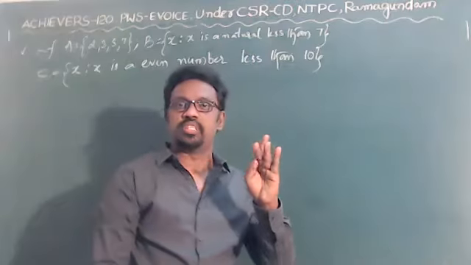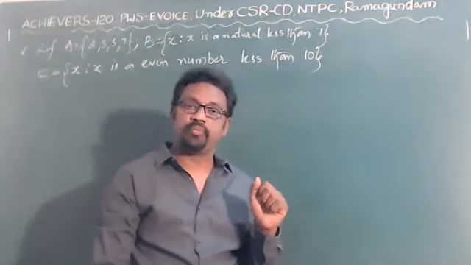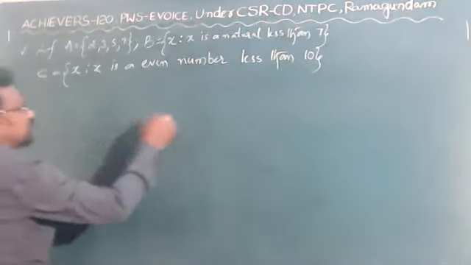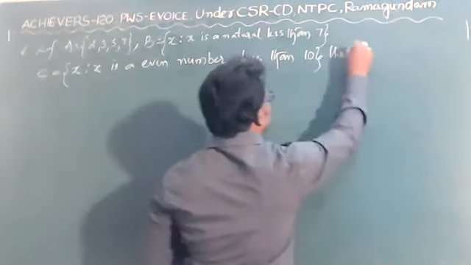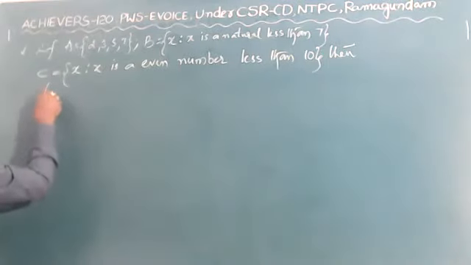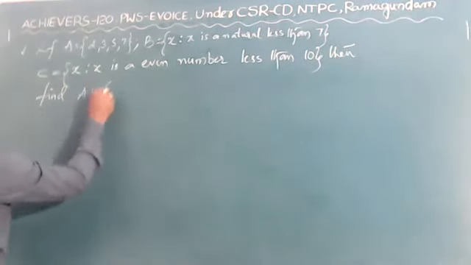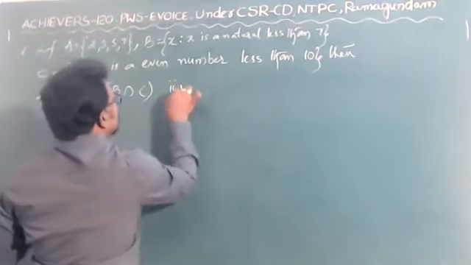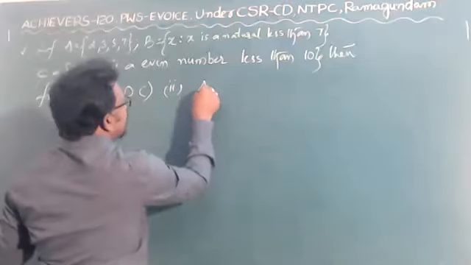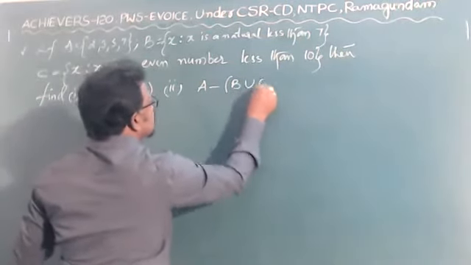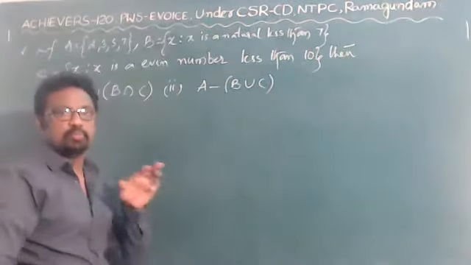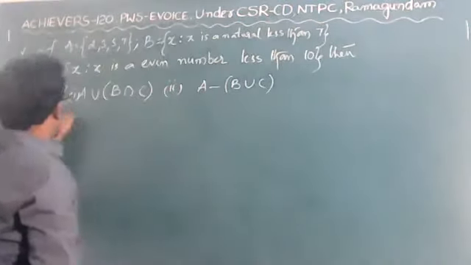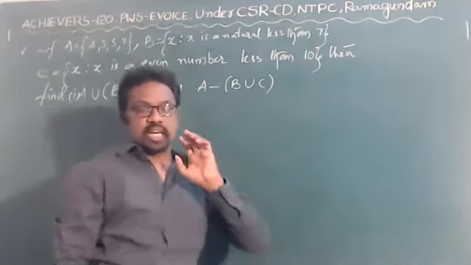So here, A is already given, and B and C I gave in set builder form. So we'll write one of the questions. Find A union (B intersection C). Let us take this first one. Second one, A minus (B union C). We will see these two questions with the help of the sets A, B, and C.